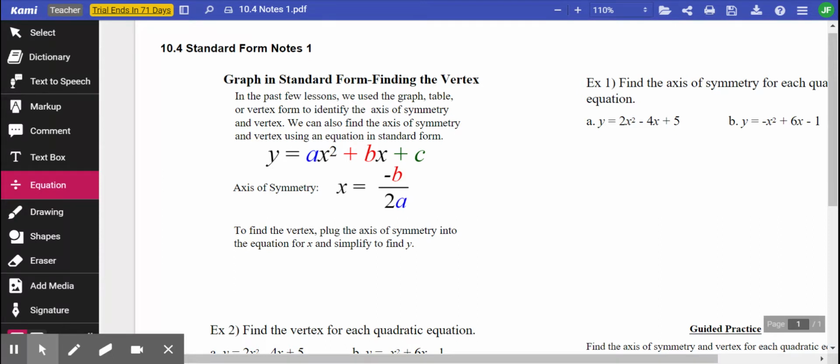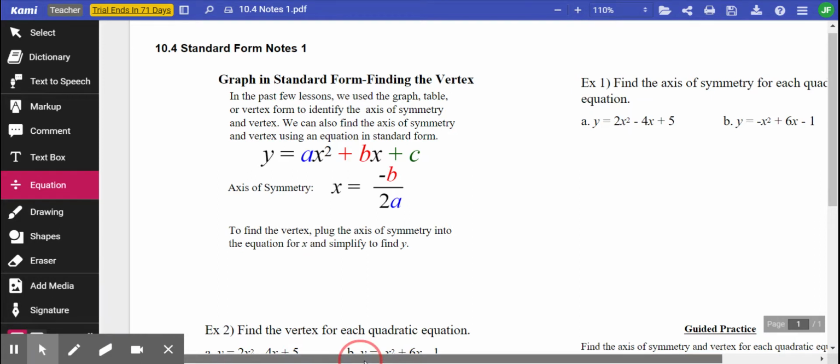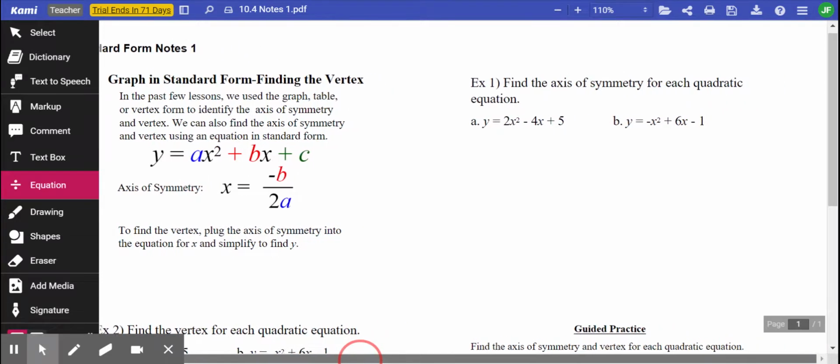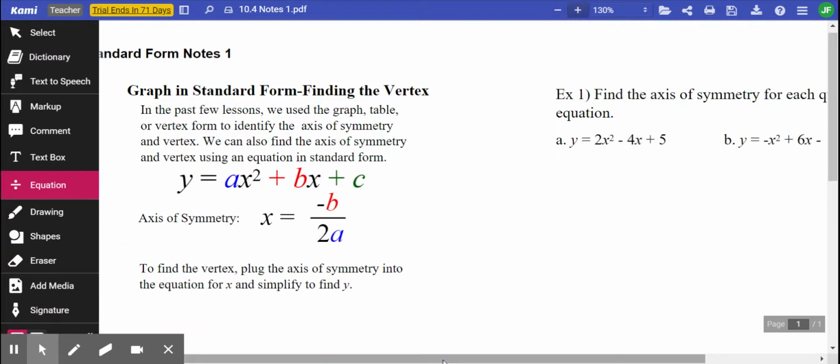So what you're going to do is start by finding the axis of symmetry using the opposite of b over 2a, which is actually part of your quadratic formula, and then plug that answer in to find the y value, and that will give you the second part of your vertex. So for today, we're going to just find the axis of symmetry and vertex, and then tomorrow we are going to continue on by actually sketching graphs of these.